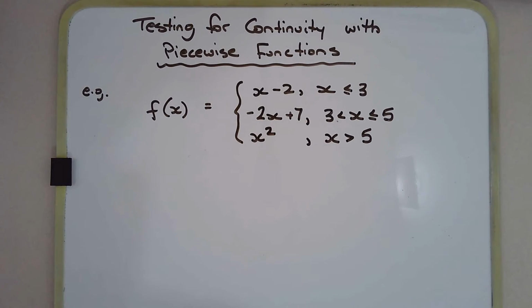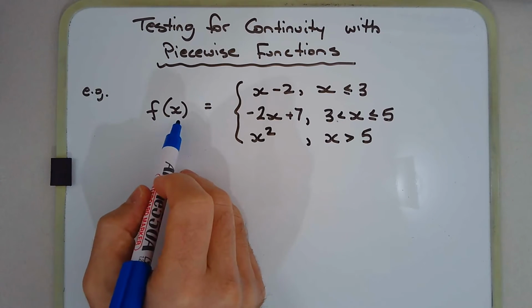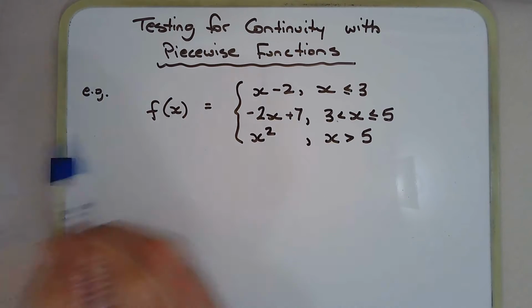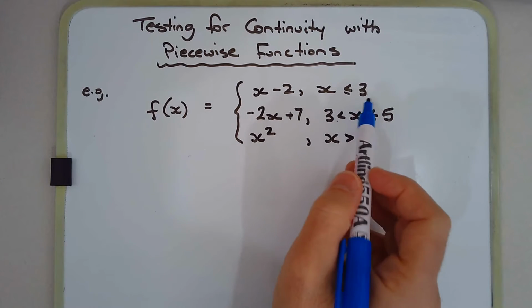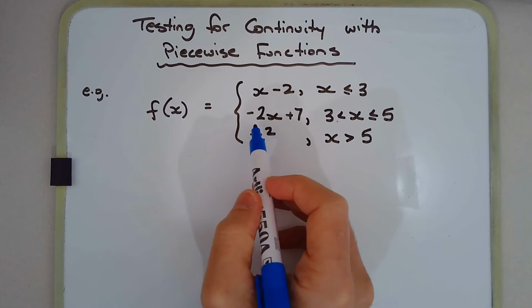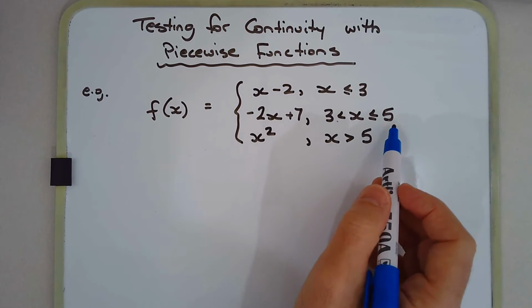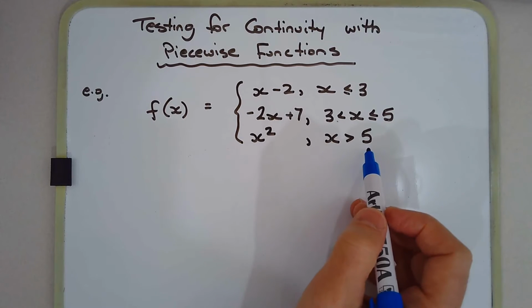In this video, we're going to test for continuity with piecewise functions, and we're going to use an example here. So I've defined a function f of x as a combination of three functions. f of x is x minus 2 for values of x less than or equal to 3. f of x is negative 2x plus 7 for x greater than 3 but less than or equal to 5. And f of x is x squared for values of x greater than 5.